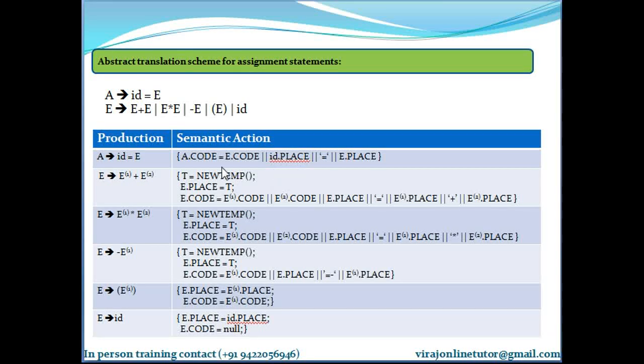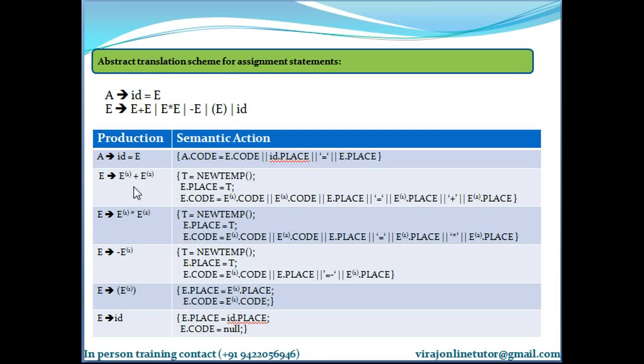After that, I am assigning E dot place to id dot place. E dot place is a name that will hold the value of the expression. id dot place denotes the name corresponding to this instance of token id. So first I evaluate expression E, then whatever is the value of E, I assign to id, and this is the three address code for A.